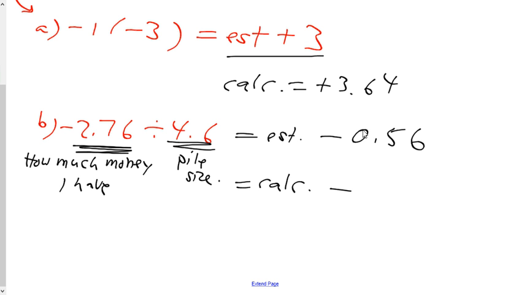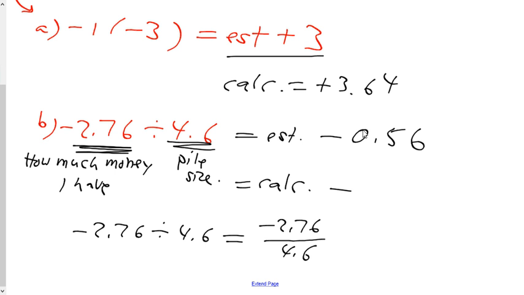Now, I'm going to show you the long division way, and then after that you can just say, you know what, I'm never using that again. So if I think about negative 2.76 divided by 4.6, and if I think of it as a fraction, it would be negative 2.76 over 4.6. I want you to look at those two, and even though it's not a fraction, you can write it like that, and it would still be the same thing. Agreed?